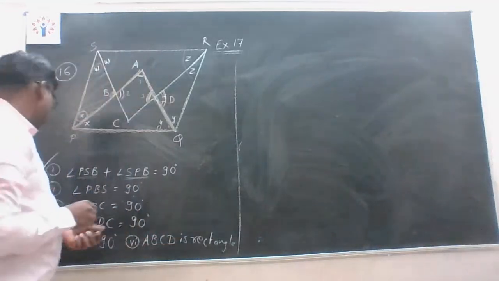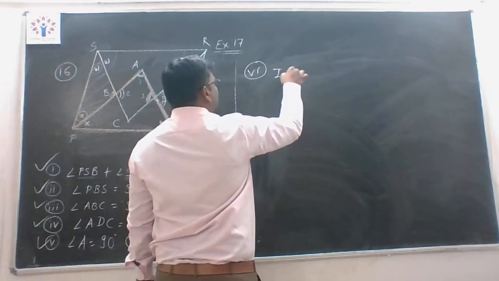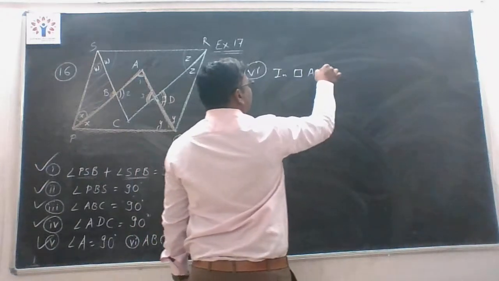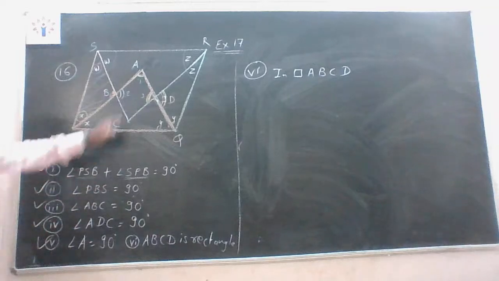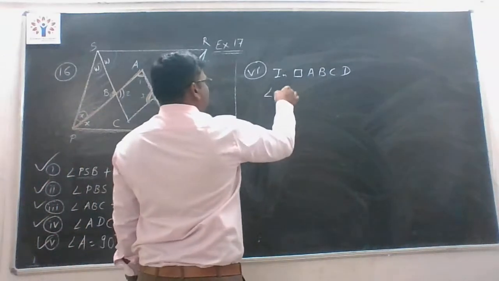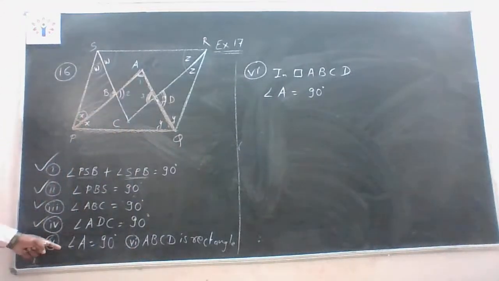This is the sixth part: in quadrilateral ABCD, what do we know? Angle A is 90 degrees, just as we proved in the fifth part.